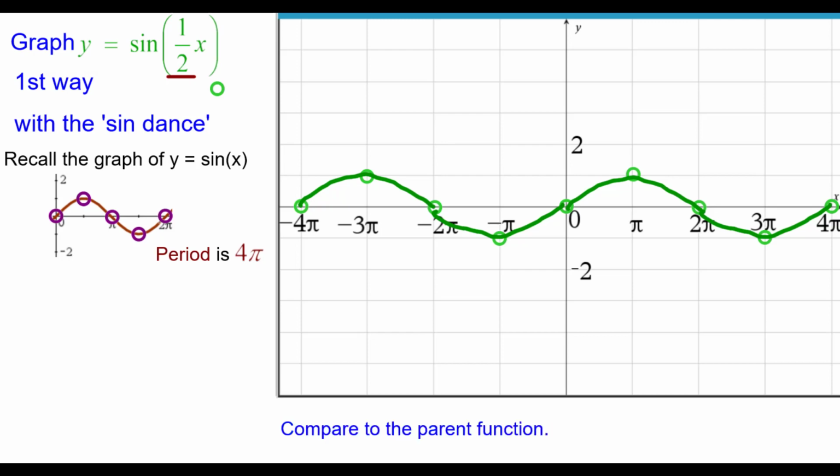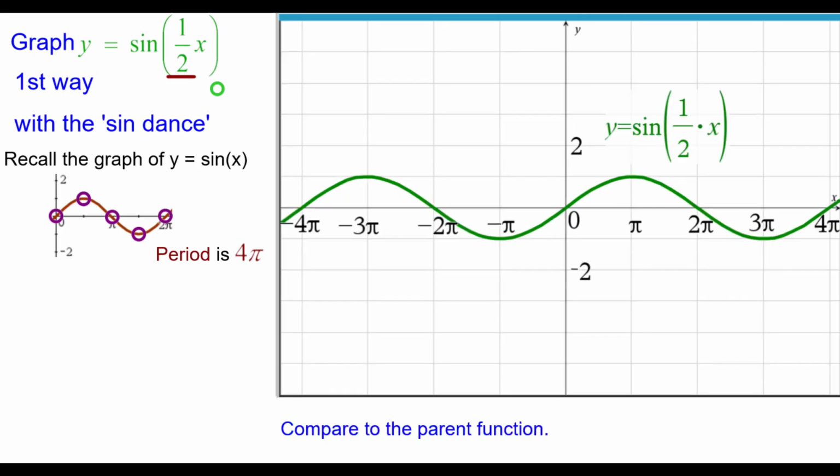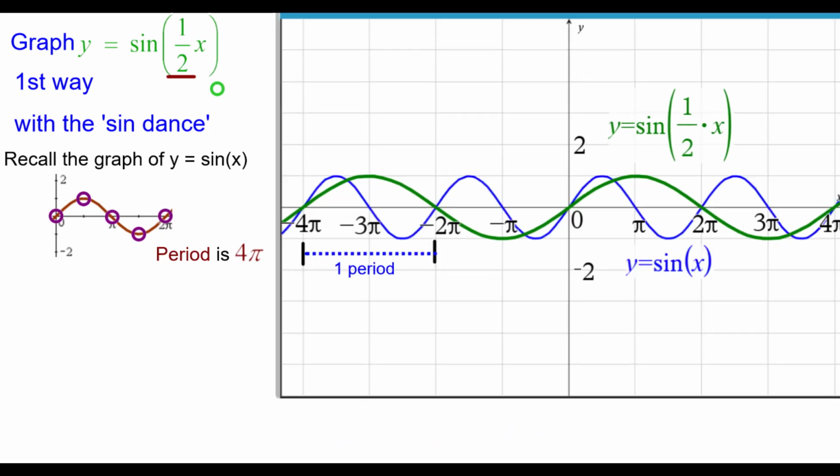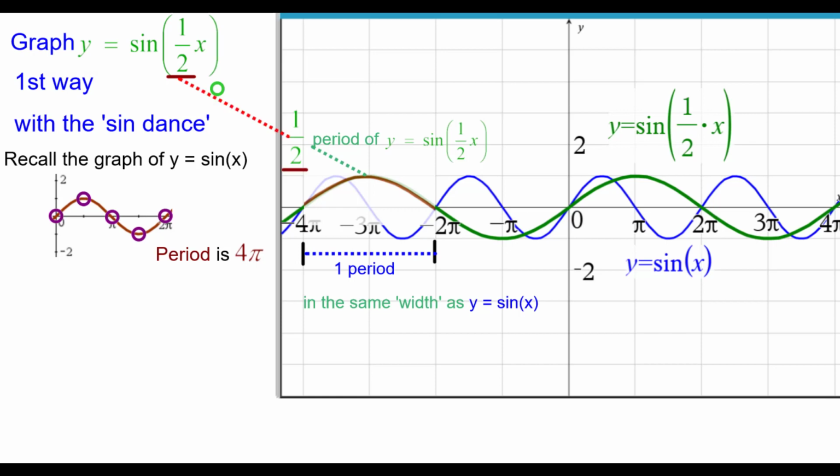Compare that to the parent function. This is the sine waving along. And you can see we have a lot more waves on the blue sine function than we have on the graph that we just did. So here's one period right here, and in that same width, we're only going to get half the period of the sine of a half x in the same width. And the reason is that coefficient of x there.